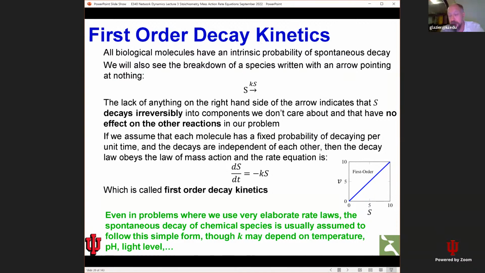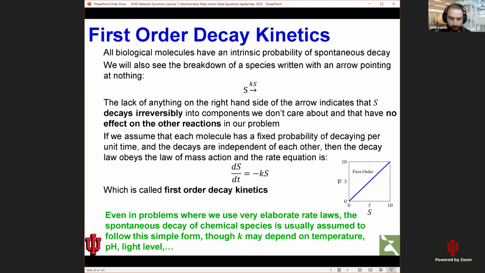If you have stimulated decay, like ubiquitination, that's different. But if the molecule is just sitting there and breaking down by itself, this is pretty good. And so you'll see that people put a lot of effort into creating the molecule, and they'll assume it breaks down in the first order.